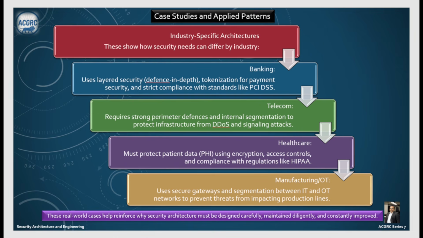In healthcare, they must protect patient data using encryption, access control, and compliance with regulations like HIPAA. In manufacturing and OT, they use secure gateways and segmentation between IT and OT networks to prevent threats from impacting production lines. These real world cases help reinforce why security architecture must be designed carefully, maintained diligently, and constantly improved.